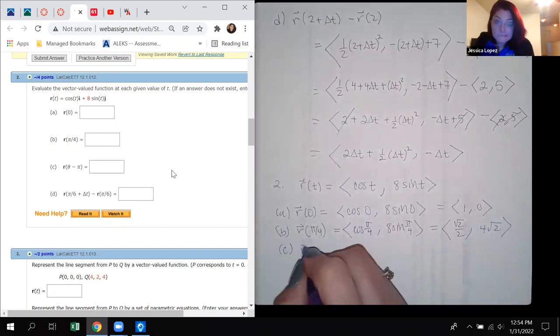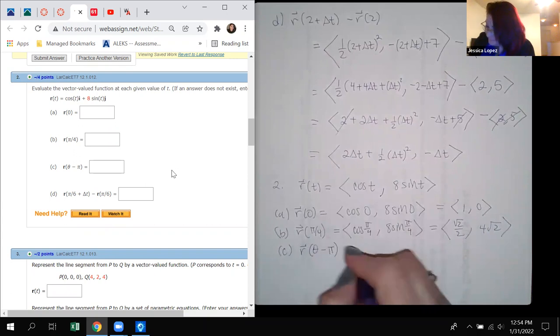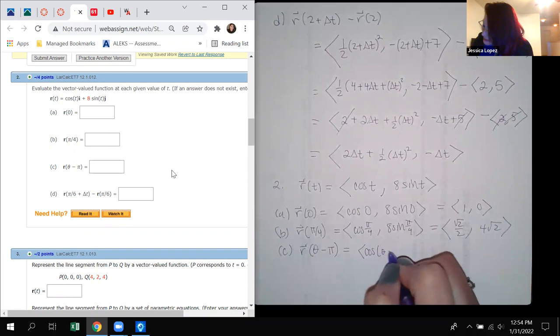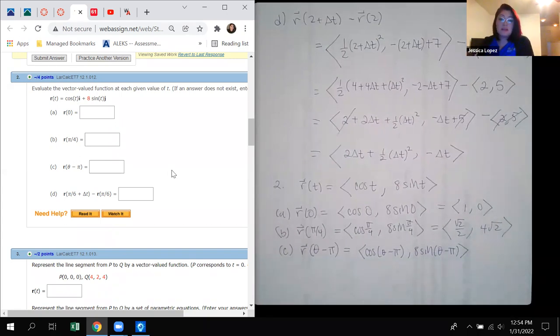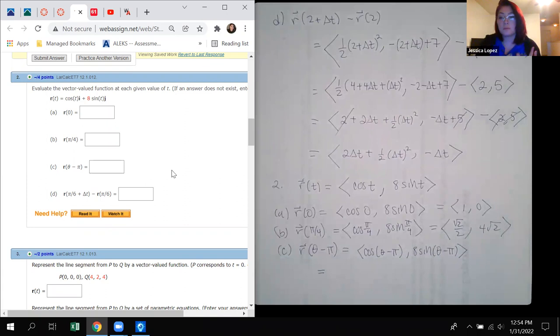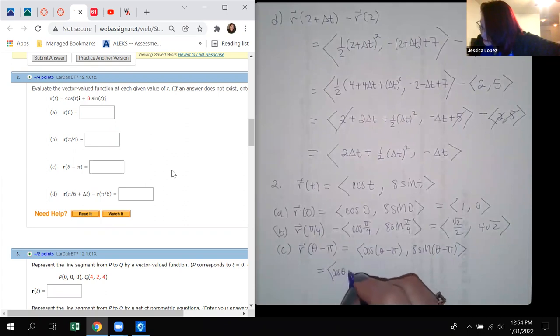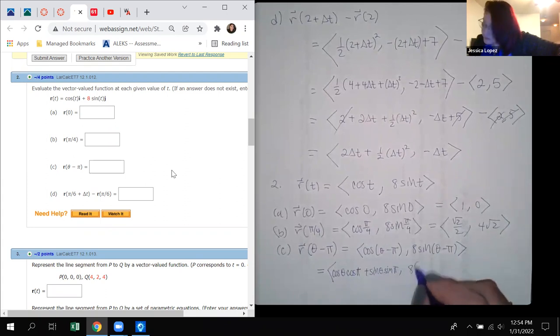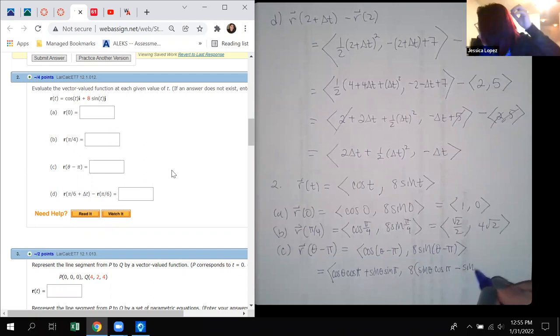Now for part C, 8, nope, that's not an 8, that's a theta. A theta minus pi. So I get cosine of theta minus pi, and then 8 sine of theta minus pi. Now, if you type that in, it's going to count it incorrect because it can be simplified, okay? The not so great thing about it is that you do have to remember your sum and difference formulas from trig, okay? So I know that this can be written as cosine theta cosine pi plus sine theta sine pi. And then this can be written as 8 times sine theta cosine pi minus sine pi cosine theta.